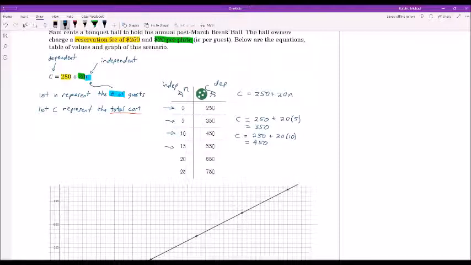If 15 people attend, then to calculate that scenario, again, we're starting off with $250 as the reservation fee, plus $20 for every guest that arrives of the 15 guests. Again, using order of operations, multiplication is before addition. 20 times 15 is 300. 300 plus 250 is 550. Okay, so this is how we would calculate each of these rows of the table of values. And this is giving us the total cost altogether.